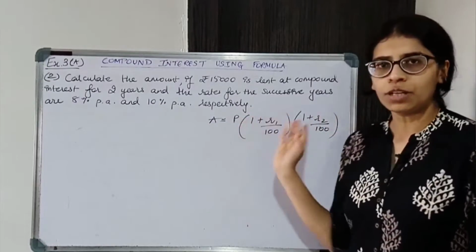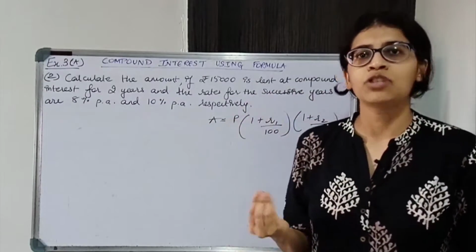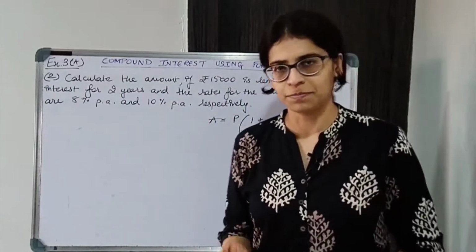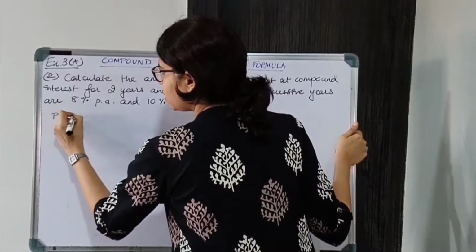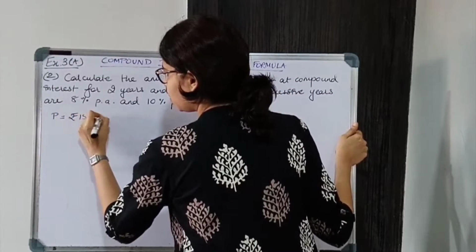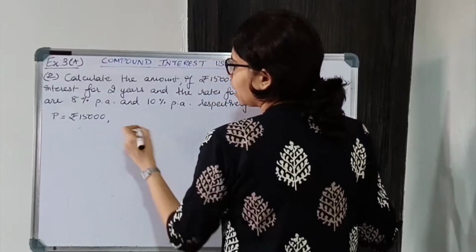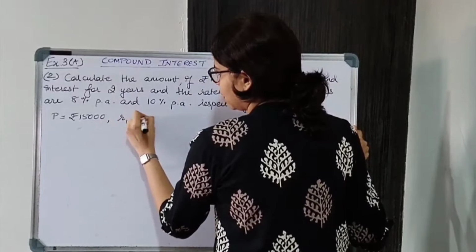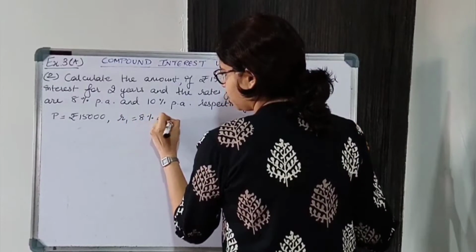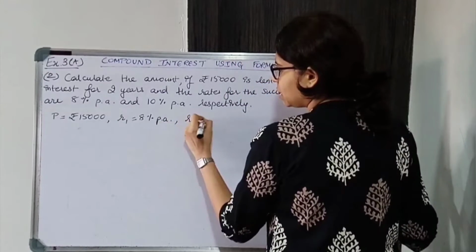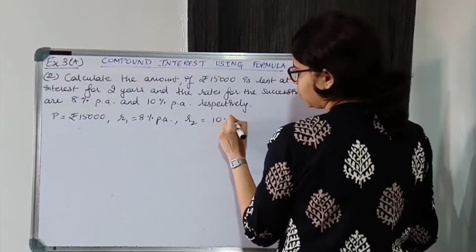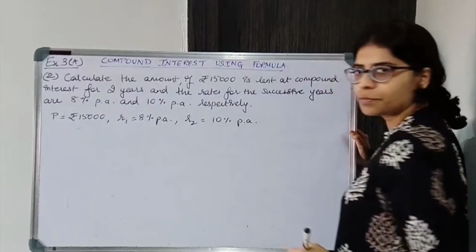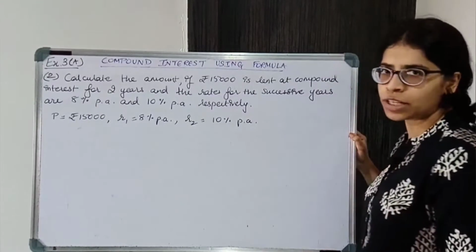This is going to be the formula. So first we'll write down the given information and then start with the solution. So principal is rupees 15,000. Okay, and R1 is 8% per annum and R2 is 10% per annum. Okay, here you don't need to write number of years.